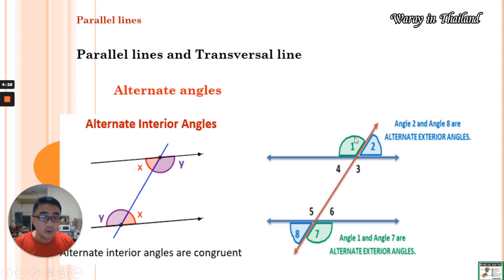Angle 1 and angle 7 are equal and they're called alternate exterior angles. And we have angle 2 and angle 8. They're also an example of alternate exterior angles. They're equal. Angle 2 and angle 8 are equal angles. Okay, now we go to the next one.